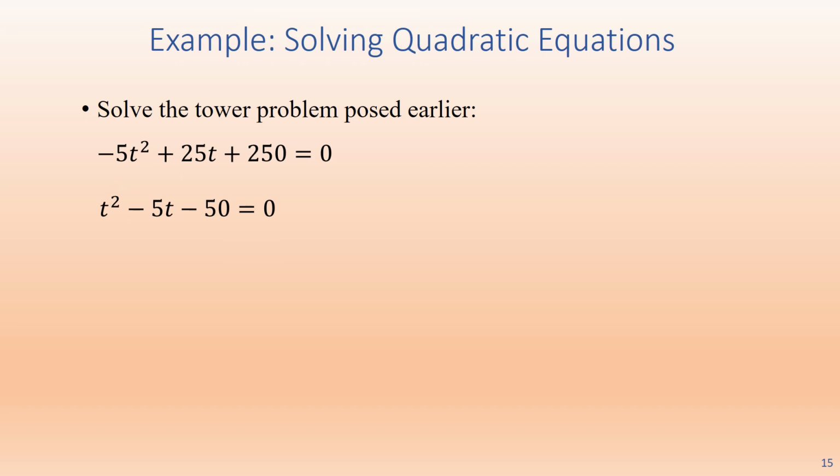Now we're looking for the factors of negative 50 that add up to negative 5. So 10 times 5 is 50. If we make the 10 negative, then they'll add up to a negative 5. So our factors are t plus 5, t minus 10 equals 0. So one of those terms would have to be 0, and so the t would either have to be negative 5 or 10.